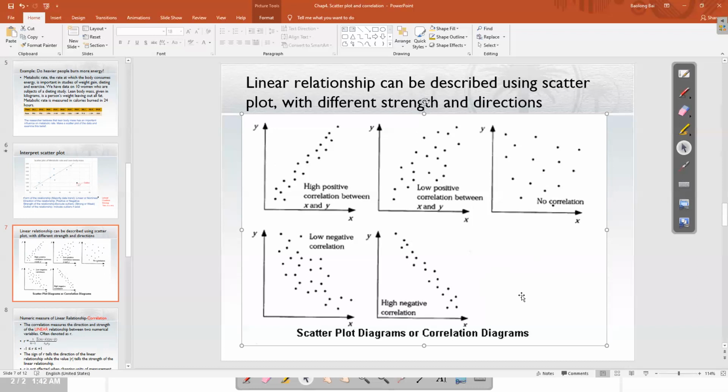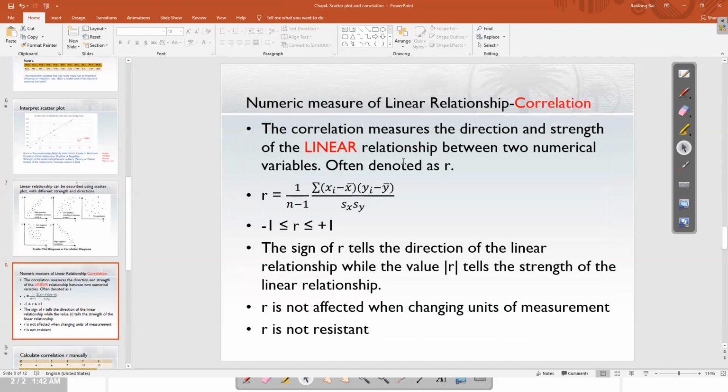But sometimes we want to compare whether one relationship is stronger than the other. For example, this one, which one is stronger? It will be hard to compare using graphs. So if we can quantify that linear relationship, it will be a lot better, because with a quantified number, we can compare very easily. So we need to define a measure to describe the linear relationship, and that's called correlation.